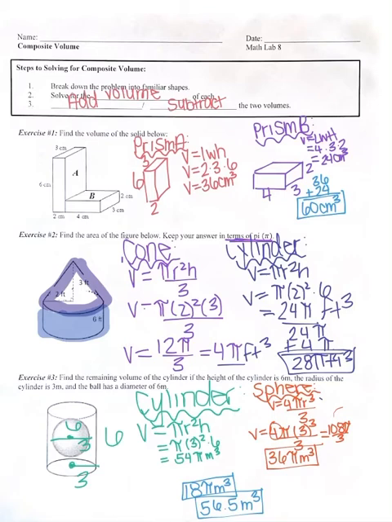All right, and that is all for our lesson on composite volume. Remember, it's absolutely doable. Just remember, break it up piece by piece. If the figures are one inside of another, you're going to subtract. If they're next to each other, on top of each other, you're going to add them.